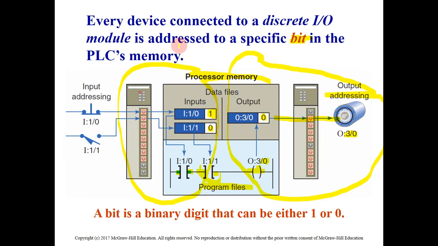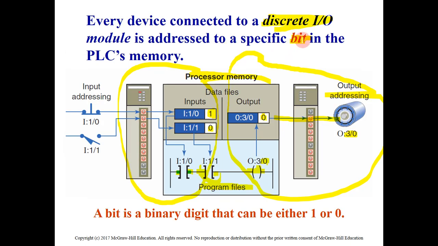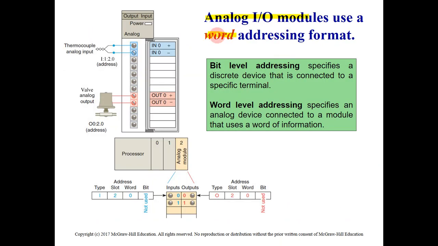For the discrete input, when we say discrete input, we are talking about binary input. Binary means either 0 or 1, no other value in between. So this is the discrete input output device. For the analog input output device, we usually use the word instead of the bit. Here we use the bit for addressing, so we can see the bit status, 1 or 0. But for the analog input output device, the address will be a word.